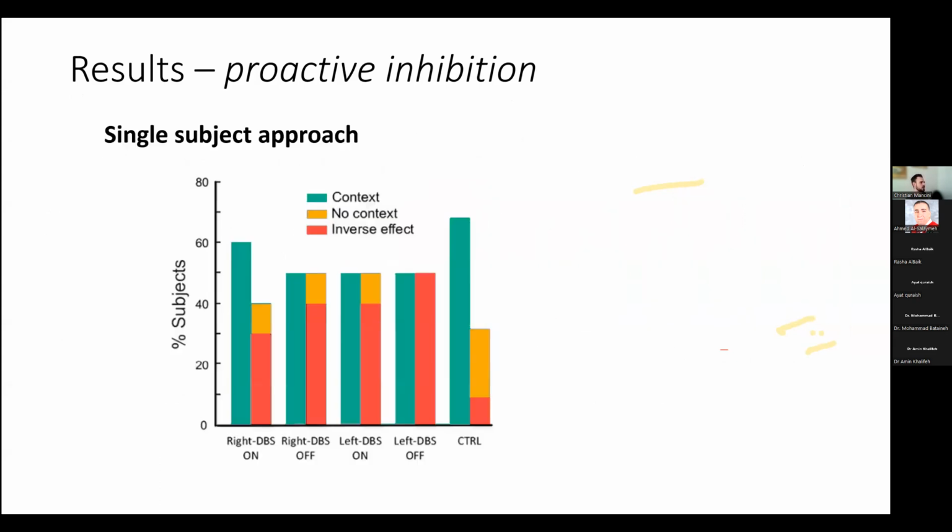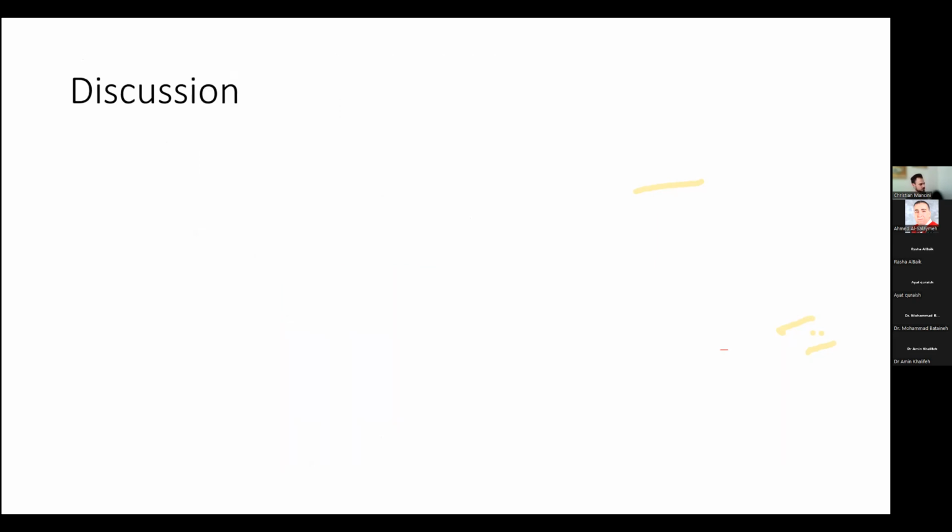If you use the single subject approach as before, you can see that among the controls on the right, the vast majority have a healthy context effect. So proactive inhibition is working. The context effect is shown with the right bar, but there is no clear evidence of patients having any kind of better proactive inhibition. More or less, if you sum no context effect with the inverse effect, it's roughly the same as the context effect. So it's not above chance level.